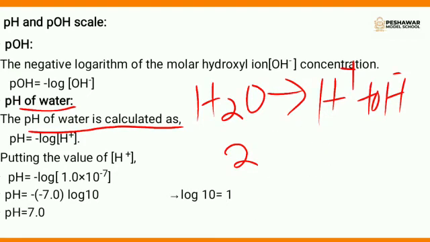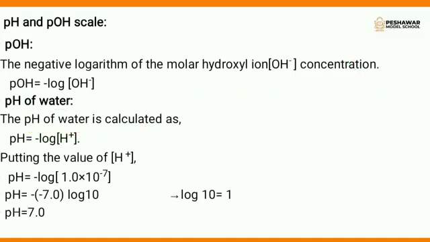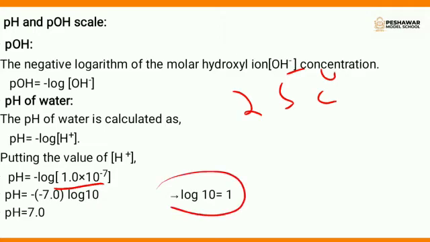1.0 × 10^-7. The hydrogen ion concentration at 25 degrees temperature is equal to 1.0 × 10^-7. Now put the value in the formula. We will get pH equal to minus (log 1.0 + log 10^-7). As you know, according to mathematics rules, log 10 is equal to 1. So pH is equal to 7.